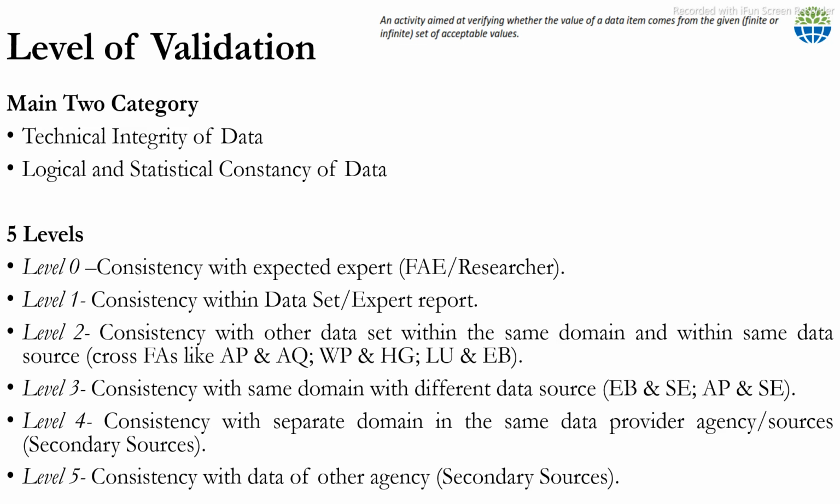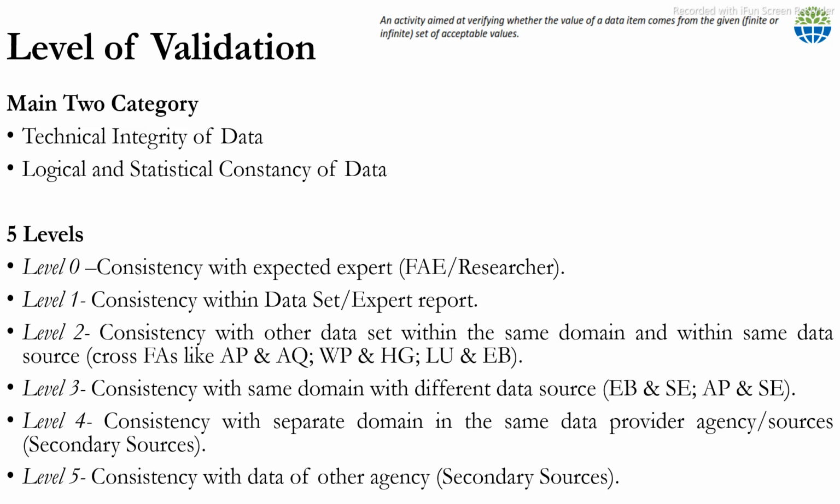So we can check consistency with the same domain with different data source. Domain is same, environment. EV is related to environment, socio is related to environment, AP is related to environment, but data sources are very different. Because AP has air pollution only, AP means PM, SOx, NOx, PM 10, 2.5, but socioeconomic has data of demography.